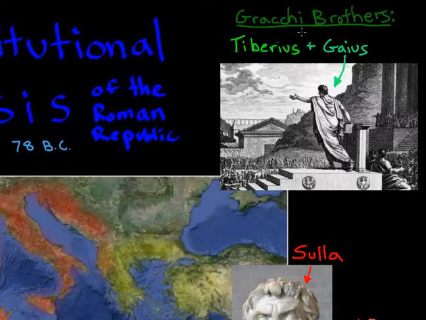Tiberius was the first one to get elected to the tribune, which, remember, is the body that oversees the plebeian council and that can pass laws. Tiberius tried to pass a lot of land reform laws that would help the plebeians get more land and get more power, more rights, I should say.